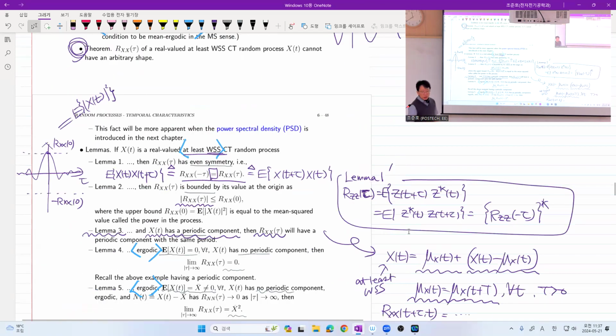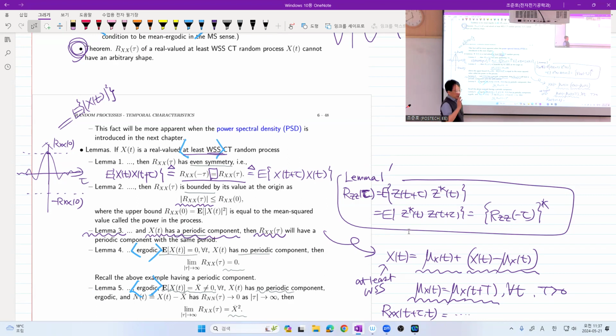By the way, how can you prove it? Actually, it's not easy. Okay? But after you study power spectral density, you can easily understand what this means. And it is related to the Fourier transform. Okay?